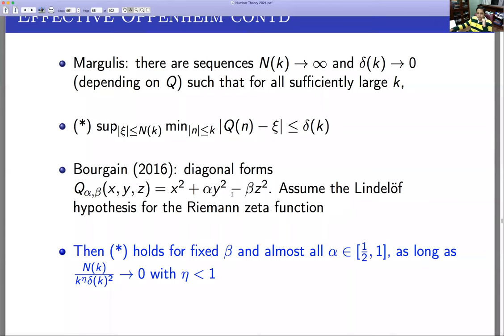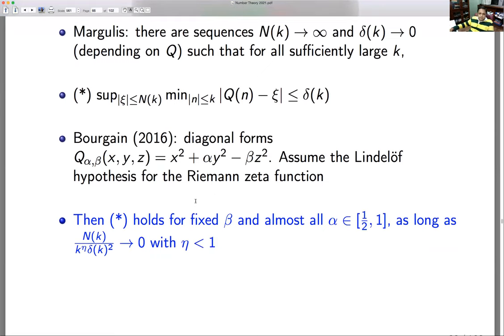He fixed one parameter and let the other parameter vary, and almost all alpha, as long as this precise relationship holds. So as long as n_k over k to the eta delta_k squared goes to zero. This is a kind of uniform version of effective Oppenheim, because in the statement that I made about the theorem of myself, Gorodnik, and Nevo, we were approximating a point c in the real line, but in principle, the full measure set of quadratic forms could depend on this point. Here, there's a uniformity in the full measure set.